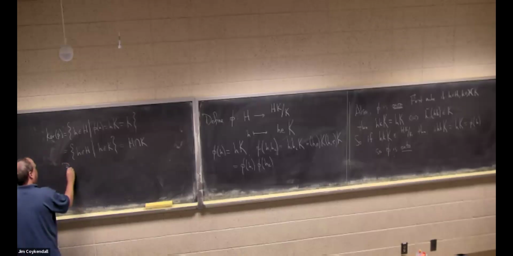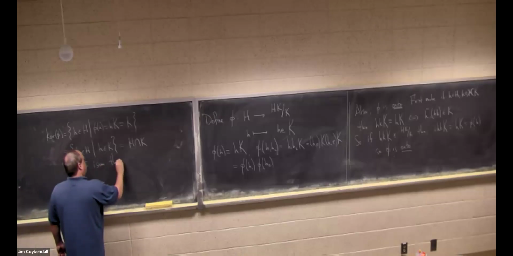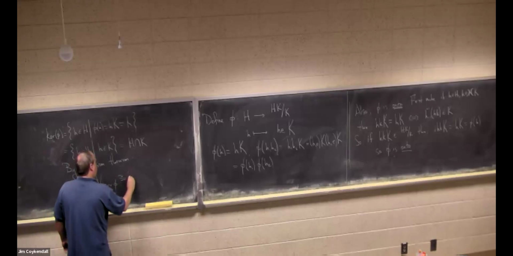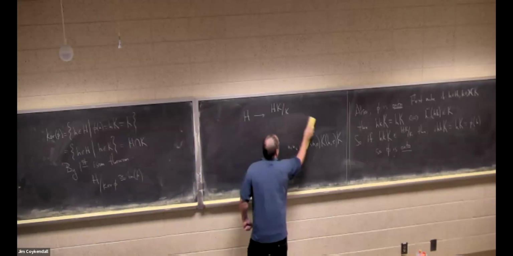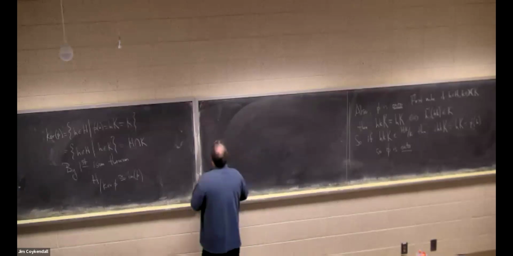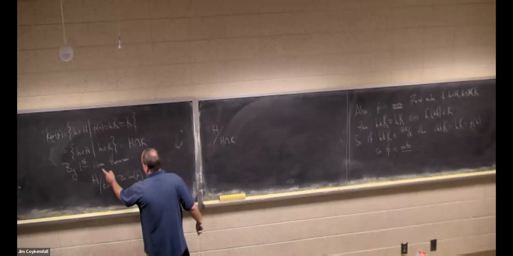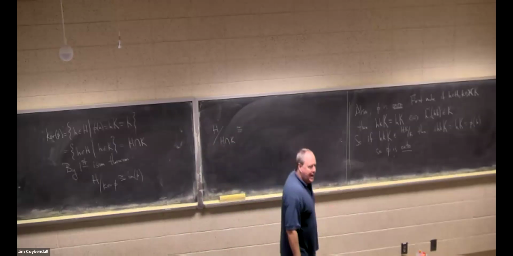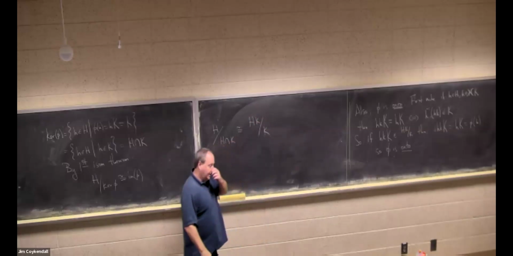Now, first isomorphism theorem. H mod kernel is isomorphic to the image. And let's take that apart. H mod kernel of phi, you just figured out it's this thing, is isomorphic to the image of phi, since the map was onto. And there's the same isomorphism.